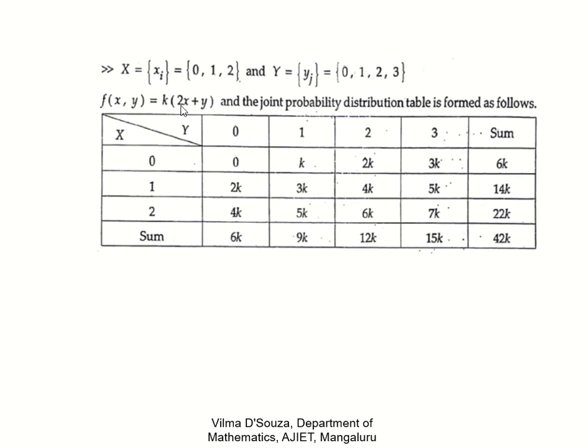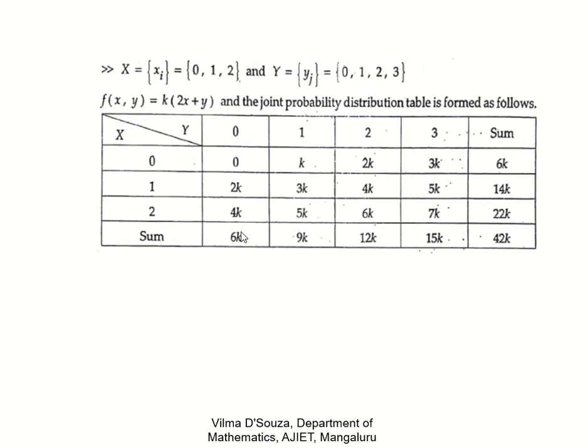Next go to the next row, x is 1, so 2 times 1 is 2, and y is 0, so only 2k. When y is 1, 2 plus 1 gives 3k, then 4k, 5k. When x is 2, this is 4, and y is 0, so only 4k. When y is 1, this becomes 5k, y is 2, 6k, and so on. Write down the marginal distribution. First row sum is 6k, here it is 14k, 9 plus 6 plus 7, 22k.